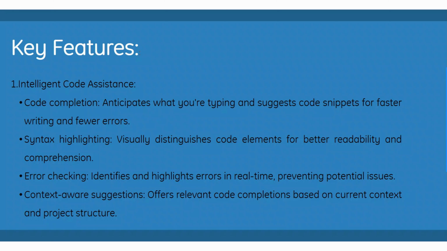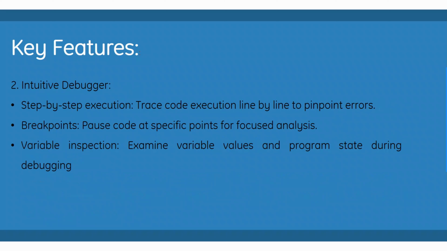Then what are the key features in PyCharm? Firstly, we have intelligent code assistance, which is code completion. It anticipates what you are typing and suggests code snippets for faster writing and fewer errors. And then we have syntax highlighting, visually distinguishing code elements for better readability and comprehension. Then we have error checking, which identifies and highlights errors in real time, preventing potential issues. Then we have context aware suggestion, which offers relevant code completion based on current context and project structure.